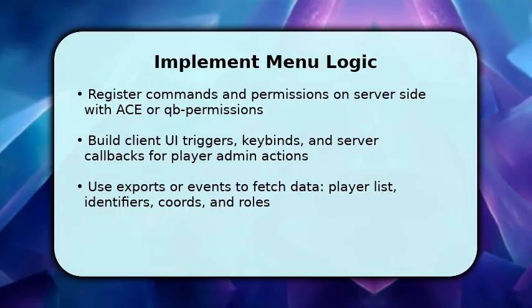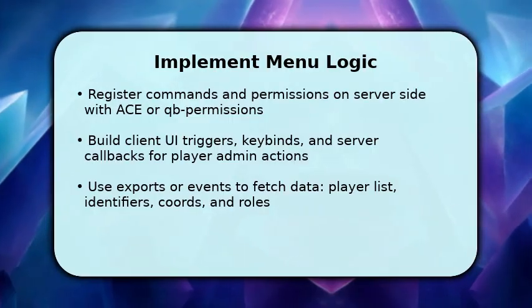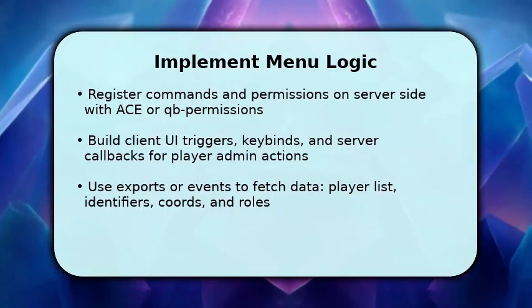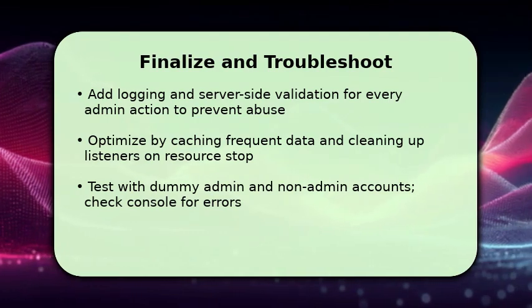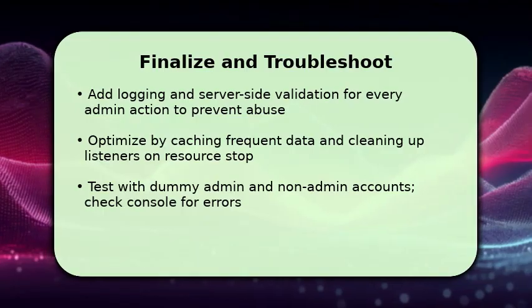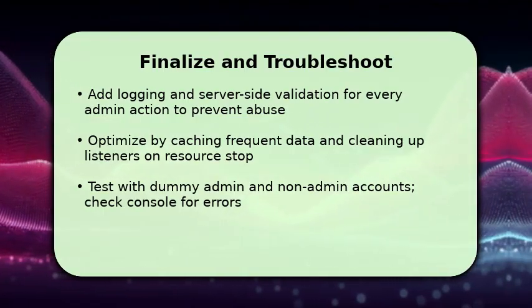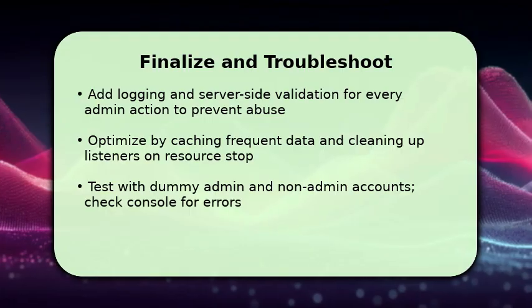Make sure to use exports or networked events to fetch live player lists, identifiers, and coordinates because the menu needs current state to work reliably. Finish by adding server-side validation for each admin route so you verify permissions and inputs before executing actions. This prevents exploits. Then add logging for audits and tidy up event listeners when the resource stops to avoid leaks.